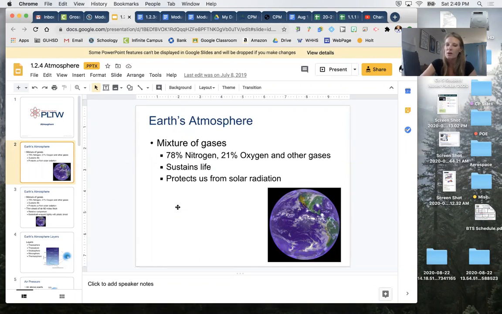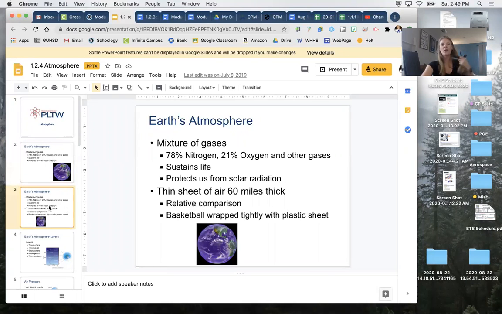You guys probably already know this. The atmosphere is how we sustain life on Earth, and it protects us from solar radiation. Those are all things that I think are just known in the general population. The next thing that we're going to talk about is when we talk about flight, we can't get away from atmospheric conditions. And moving forward, especially when we get into the space aspect, we're going to be talking about these atmospheric conditions.